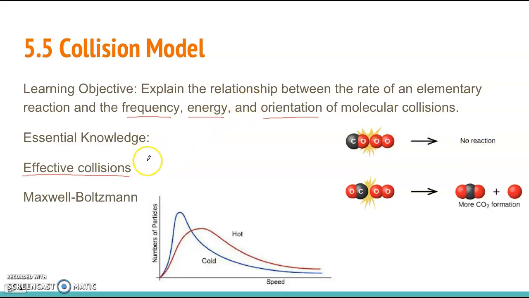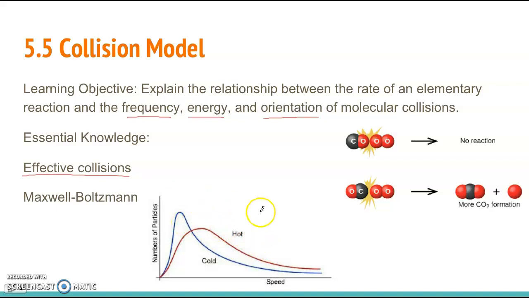Okay, and then this also leads to the Maxwell-Boltzmann distribution. That concept is when you have higher temperatures, you have a wider distribution of particle speeds. So in the red you have the hot, higher temperature. In blue you have a colder temperature. At colder temperatures it's a narrower distribution.